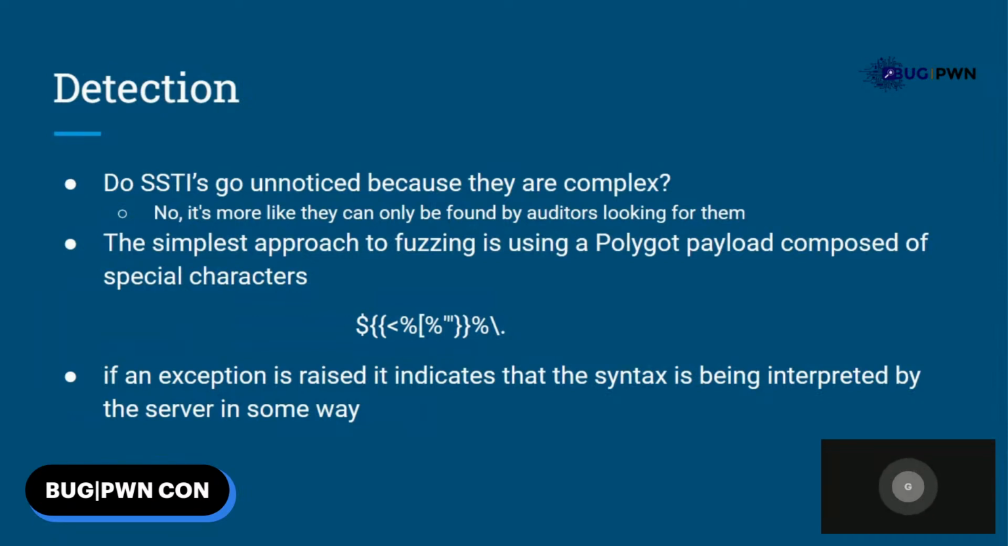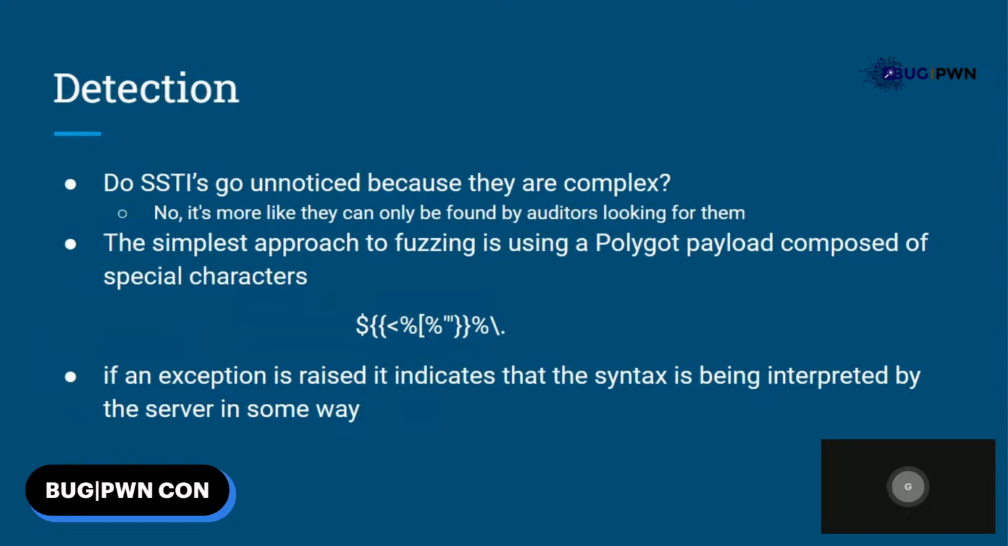Now, do SSTIs actually go unnoticed because they are complex? No, they don't. It's actually because an SSTI can only be found by a security researcher that is looking for it, someone that is actively searching for that vulnerability. That's when it can be found. It's not something you can just notice while going through the site. You have to actually look for it.